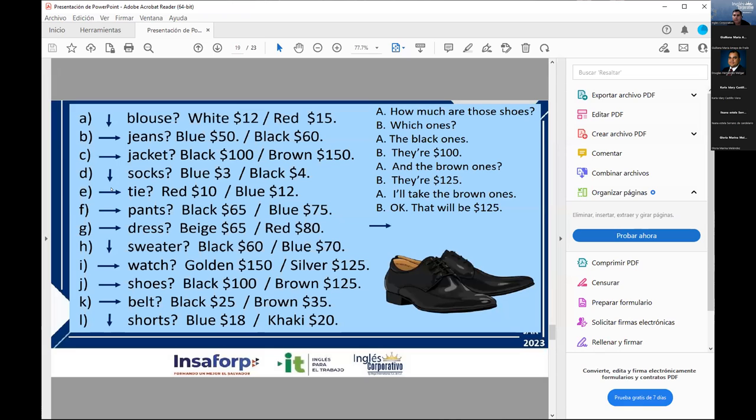How much is that tie? ¿Y which one? Ahí ya no sería ones, sino one porque es singular. Which one? The red one, como es corbata. It is $10. And the blue one, it is $12. I will take the red one. Okay, that will be $10. It's okay? Perfect. Eso es con cada una.